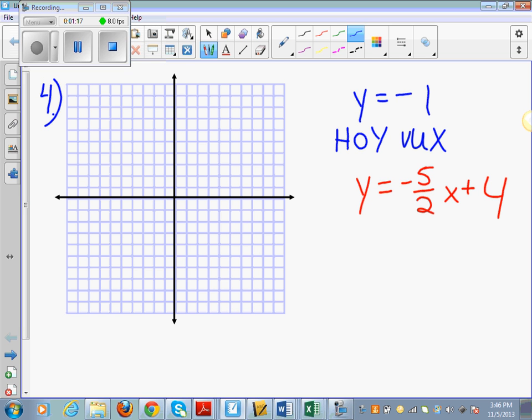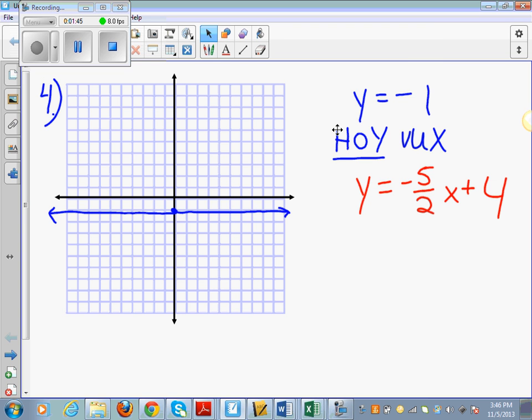So if we have an equation like y equals -1, that is going to be one of our horizontal lines. So we're going to plot our point where y is -1. This is one of our special lines. It's horizontal, so all we need to do is draw a horizontal line where y is always -1.